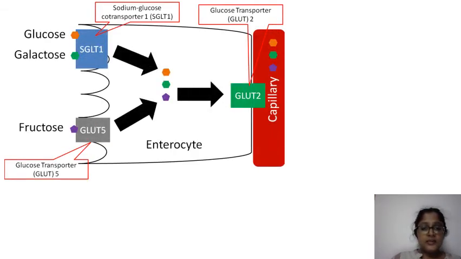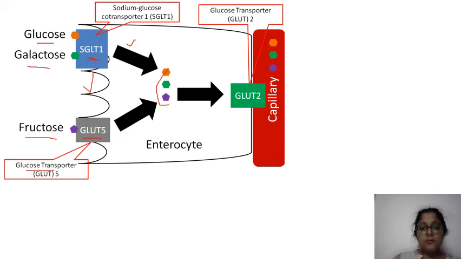Now here we can see it very clearly. There is a sodium glucose co-transporter which is carrying glucose and galactose. Just see, this orange ball is glucose and the green ball is galactose. They are being carried with the help of this SGLT1 to the enterocyte. This is the villi, as you can understand. So they are being carried into the enterocyte. Over here, fructose is carried by glucose transporter 5, that is GLUT5, and again all of them are present in the enterocyte.